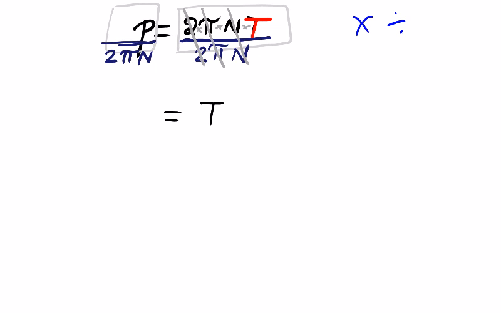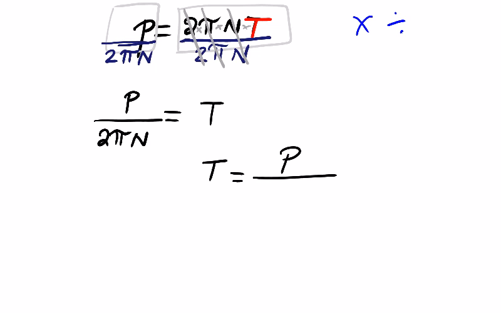Equals, you see I'm writing back to front, but it doesn't matter. It's important to keep the subject where it is until we finish the exercise. P over 2 pi n. T has been transposed. If you want now, you can write it left to right. T equals the same, P divided by 2 pi n.